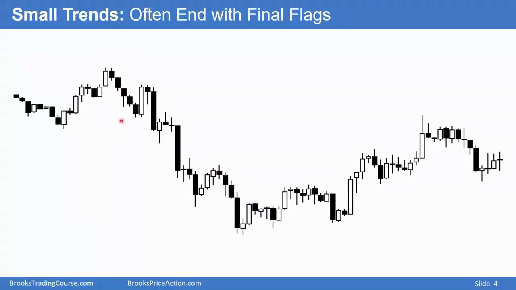Here's a bear trend. There are several flags along the way. A reversal attempt after 5 consecutive bear bars, probably minor, which means a bear flag. The trend will continue down. And all the way down, we have small bear flags, double top bear flag.